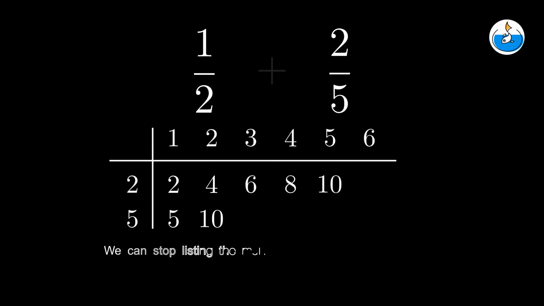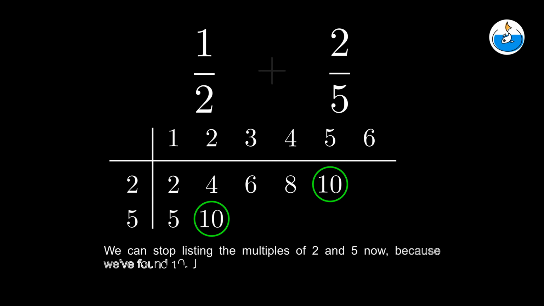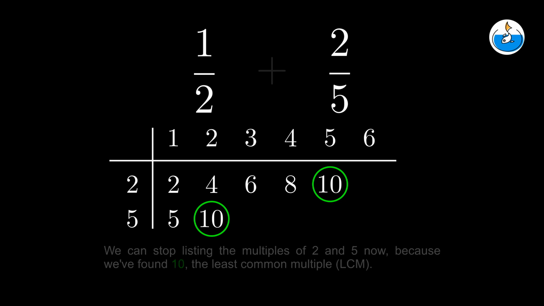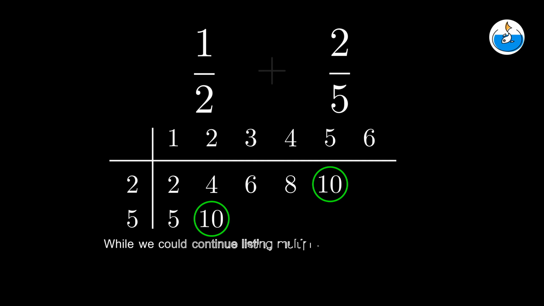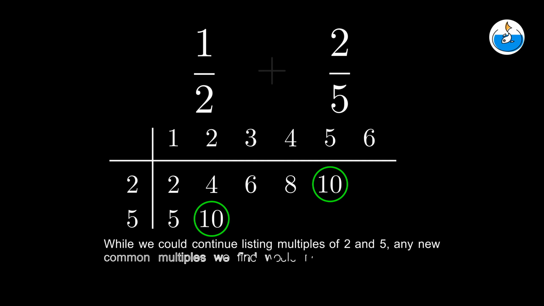We can stop listing the multiples of 2 and 5 now because we've found 10, the least common multiple, LCM. While we could continue listing multiples of 2 and 5, any new common multiples we find would no longer be the least common multiple, LCM.